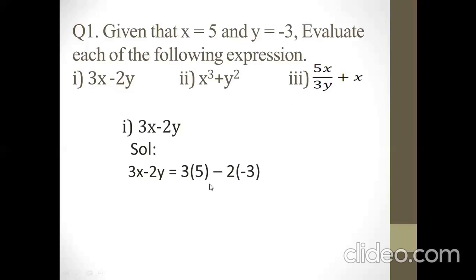Now in the next step, 3 times 5 is 15. This minus minus becomes plus. 2 3s are 6, right? Add them, we will get 21, which is the answer of this expression, right?